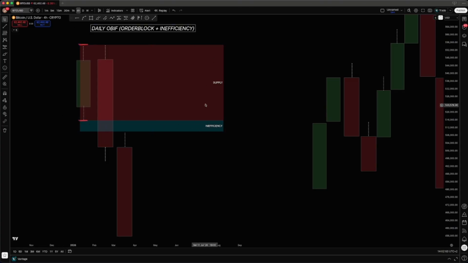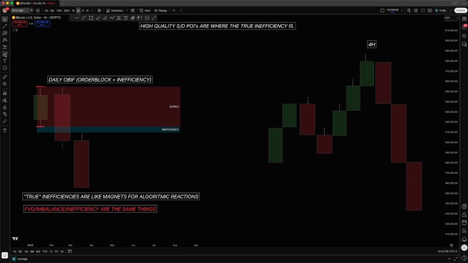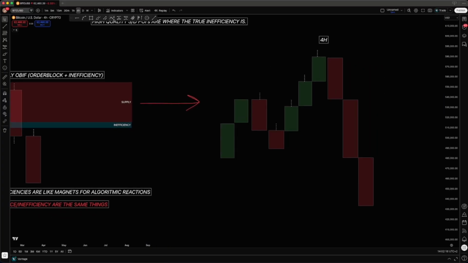So this is on the daily how you would draw it. But what I want you to do is go on a lower time frame. Zoom in. If you are on the daily, go on the 4 hour, maybe even go on the 2 hour. And I want you to look at a proper market structure. I already taught you how you can draw it.